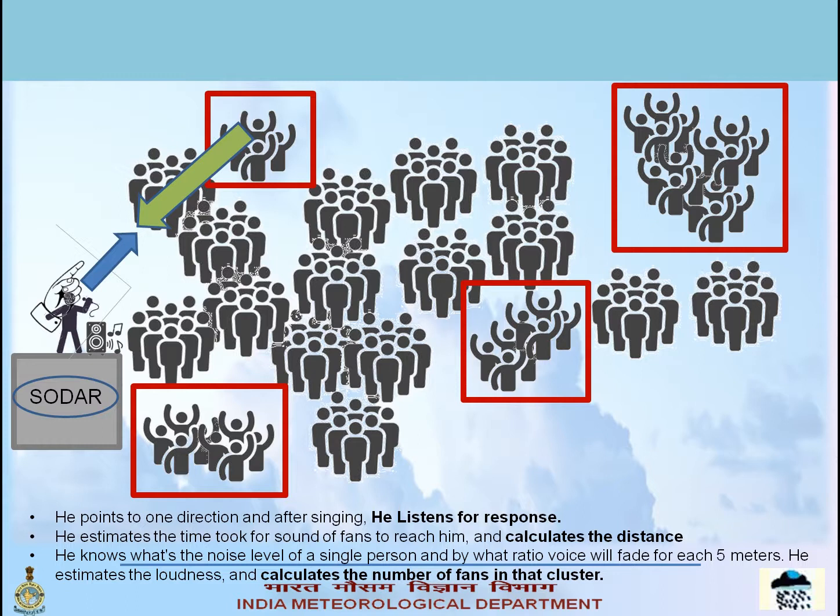If he knows the intensity of the sound that reached him, and he knows the distance of these people from him, he can extrapolate what could have been the actual intensity of the sound when they all made it at the place where these people are sitting or standing. So now he has two pieces of information: the distance from where these people sang back to him, and the intensity at which they sang back. The other thing is, he knows the intensity of a single man's or single woman's noise, and from that he can easily calculate how many people are there in that particular cluster at that particular direction.